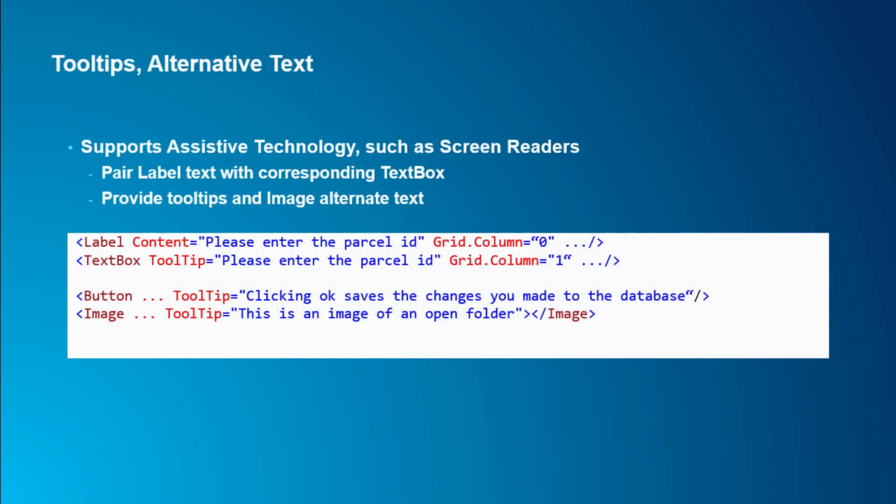Last, tooltips. Assistive technology uses tooltips. Tooltips also, of course, provide a prompt when you mouse over. You have to provide tooltips to all your interactive controls. Screen readers are also smart enough that if you pair content, like in this case, I'm showing a label paired with a text box, especially with the tab order set correctly, they're smart enough to figure out that this label actually applies to this interactive control.